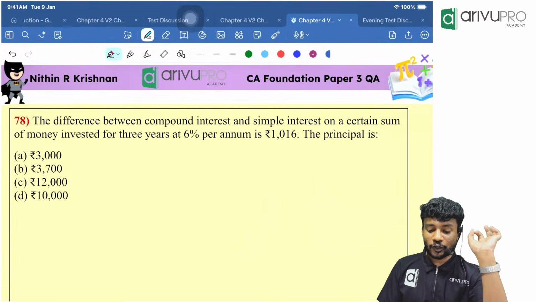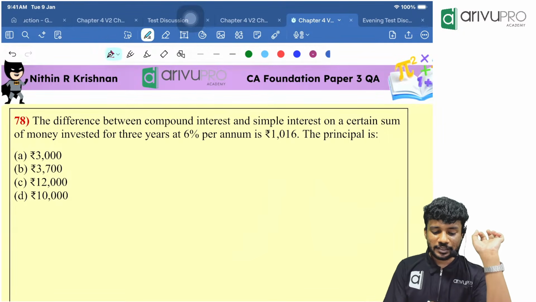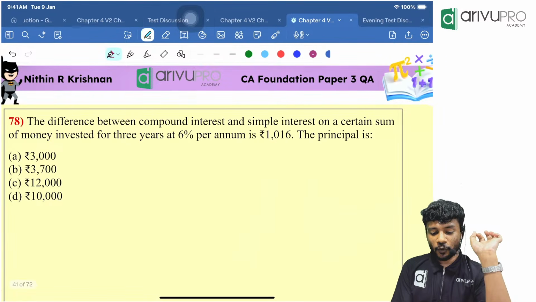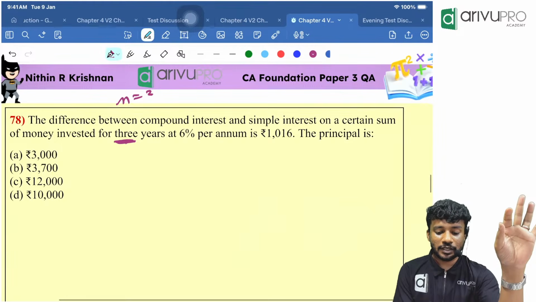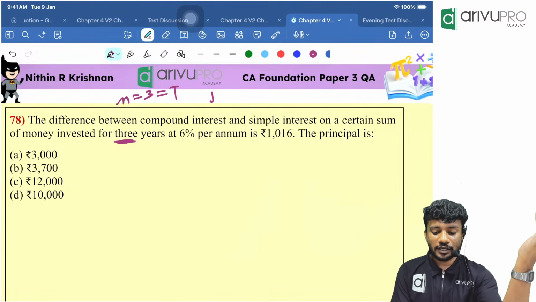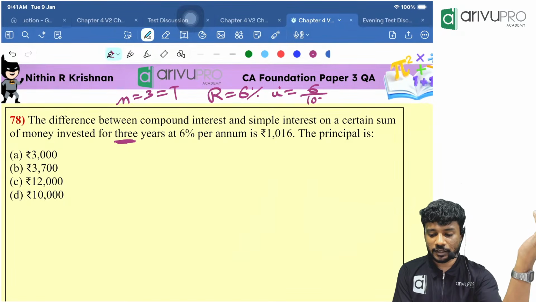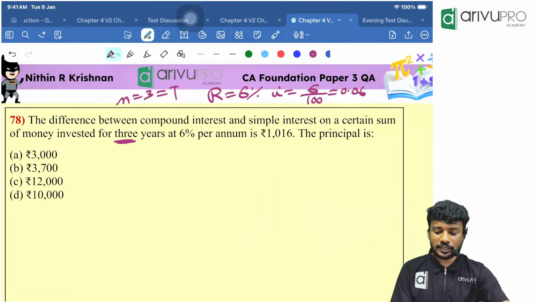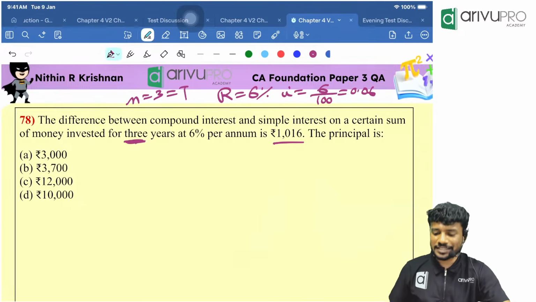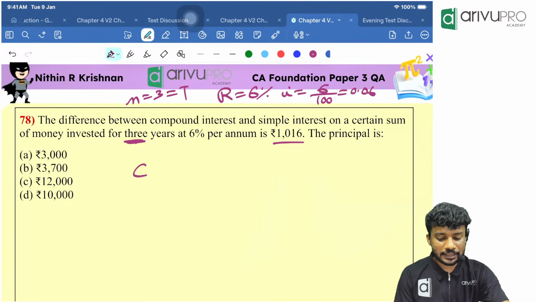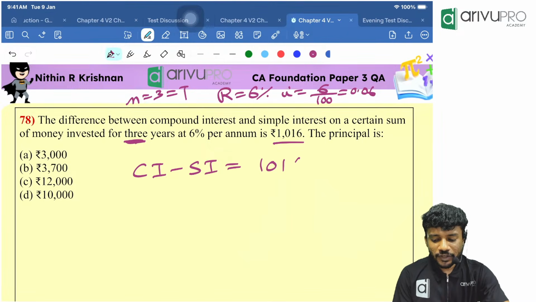The difference between compound interest and simple interest for a money invested for how many years here? 3 years. N is equal to 3. Can I say time period is also 3? R is how much? 6%. I is 6 by 100, that is 0.06. Then, what are they telling? The difference between compound interest and simple interest is 1016. Can I say CI minus SI is equal to 1016?